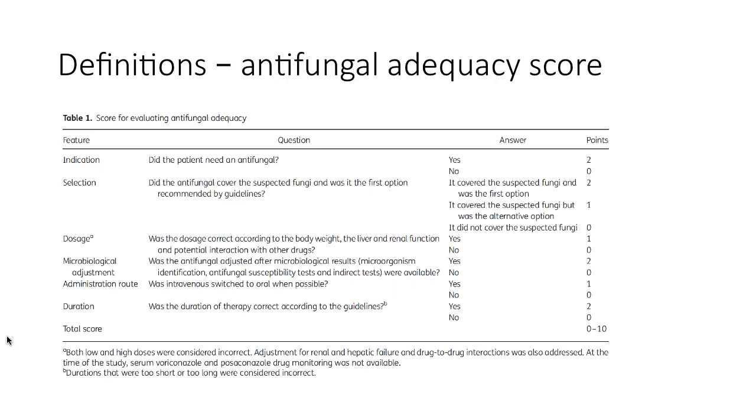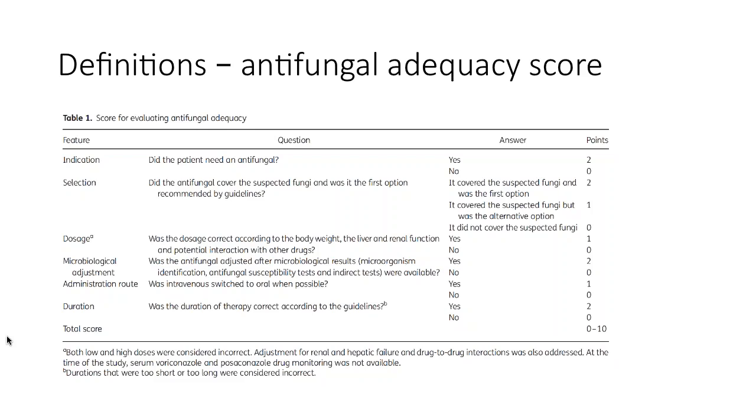This is the antifungal adequacy score which they developed, and it involves a number of factors. They looked at the indication: was an antifungal actually indicated in the first place? The selection of the agent: did it cover the likely fungal pathogen, and was it the first line agent that guidelines recommend? Was the dose right according to the patient and bug characteristics?